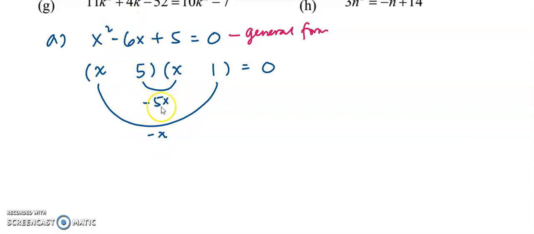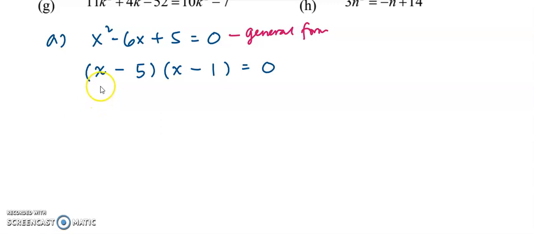In order to get negative 5x, here you have to put negative, so that negative 5 multiplied by x gives negative 5x. And how do you get negative x? Here you need to put negative, so that negative 1 multiplied by x gives a negative x. Then you try to expand back. Every time, try to expand back and see if you get back the left hand side. If you get back exactly the left hand side in the general form, then you can rub this off, and you will say that x minus 5 multiplied by x minus 1 equals 0.